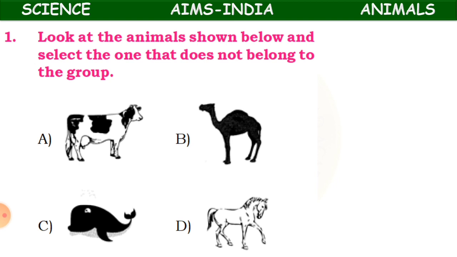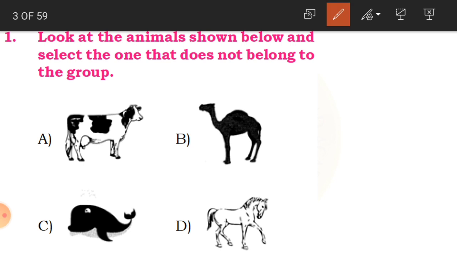Now we'll go with the first question here. Look at the animals shown below and select the one that does not belong to the group. Here we have four animals. What are they, children? This is the cow, then this one is camel, this one is dolphin, and this one is horse. Now we have to differentiate one animal from the other three.